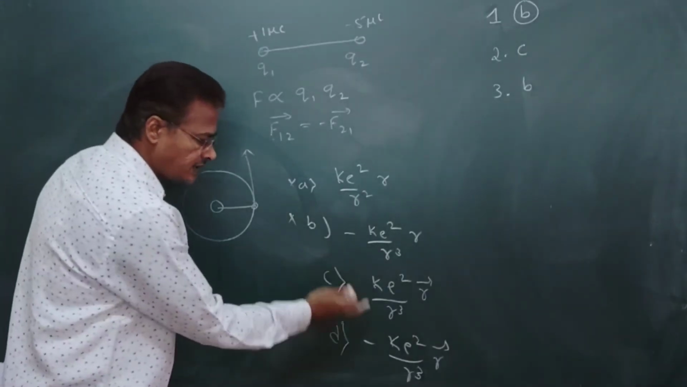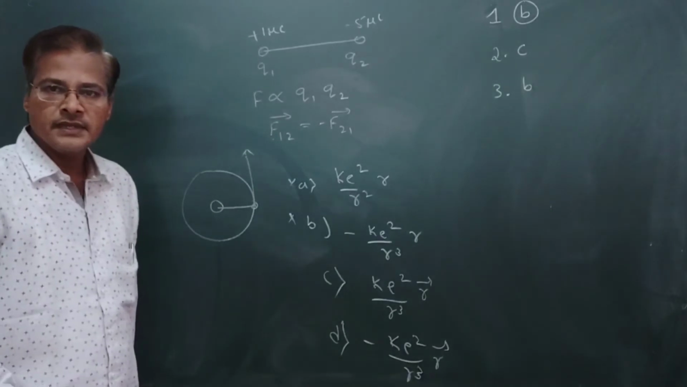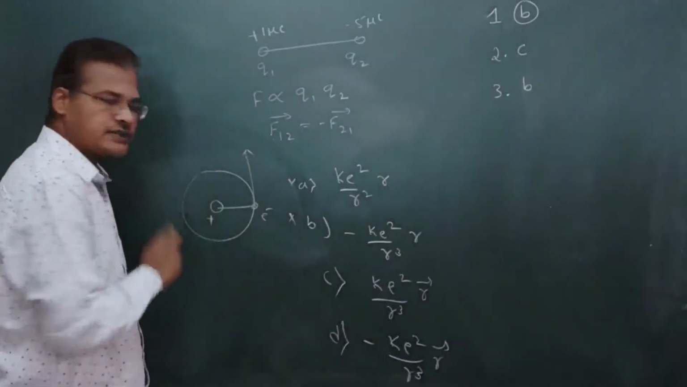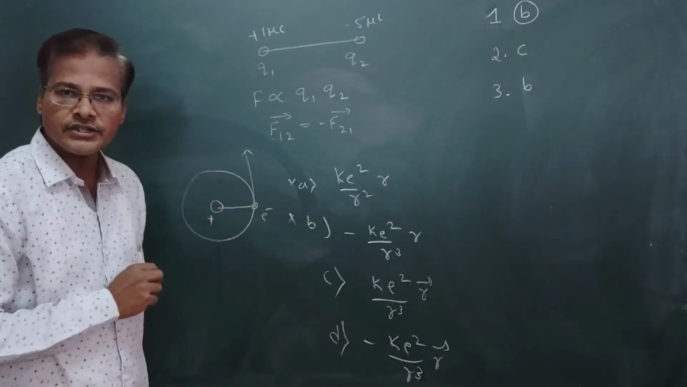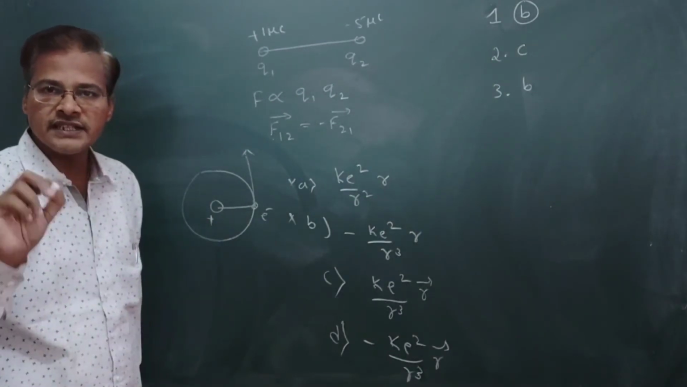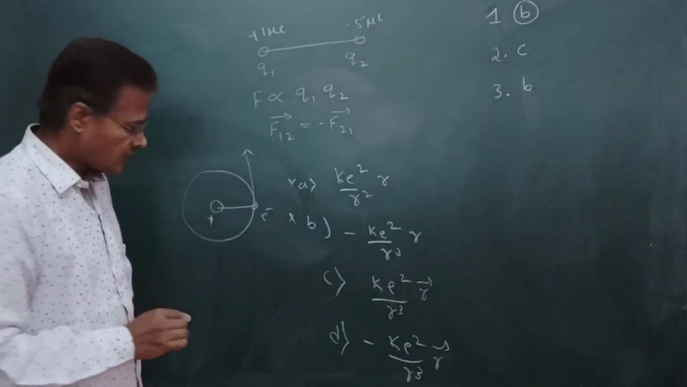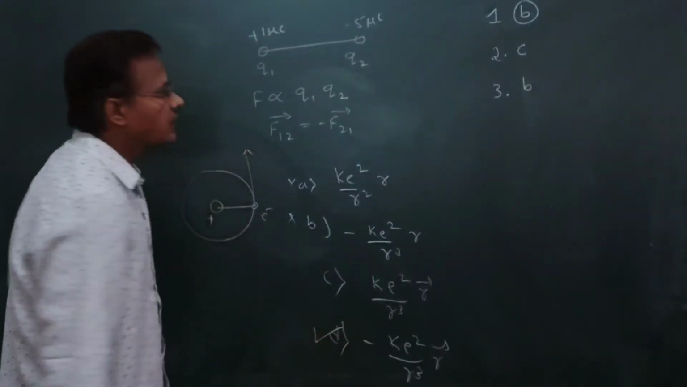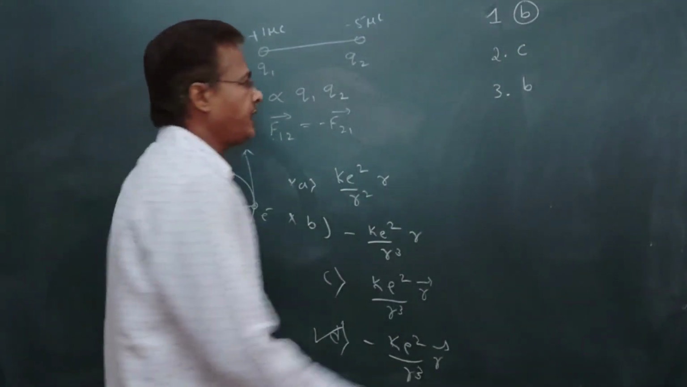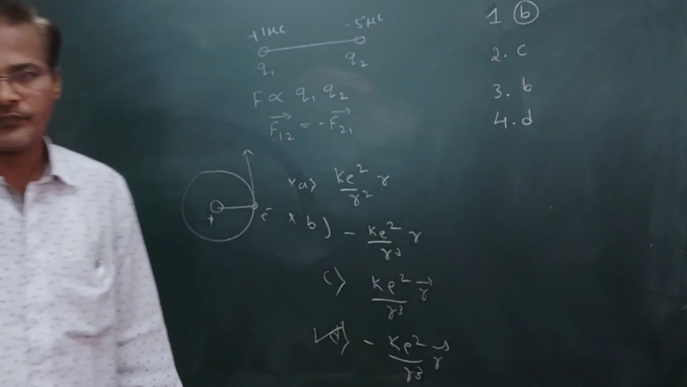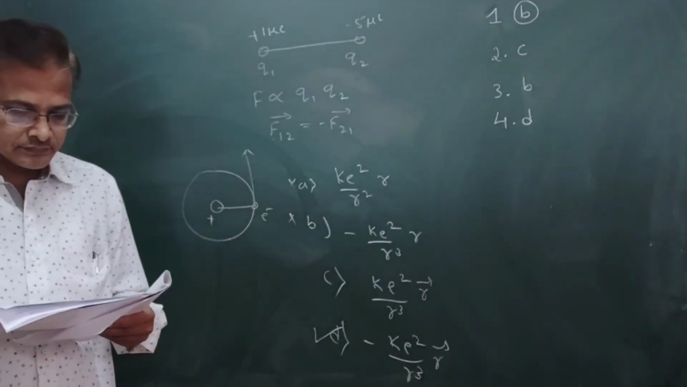Now here plus n is there, here minus n is there. So the electron is negatively charged and the nucleus is positively charged. Both are there, so a force of attraction will be there. The force of attraction is indicated by the negative sign. So because of that, the fourth option, it is D. Okay, so it's D.